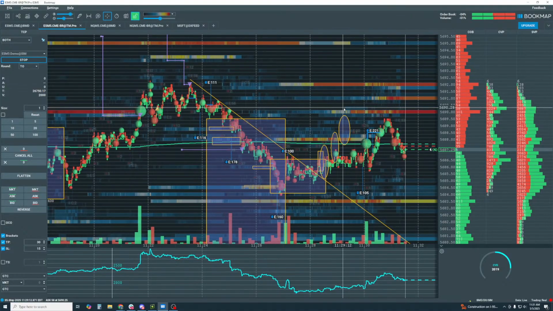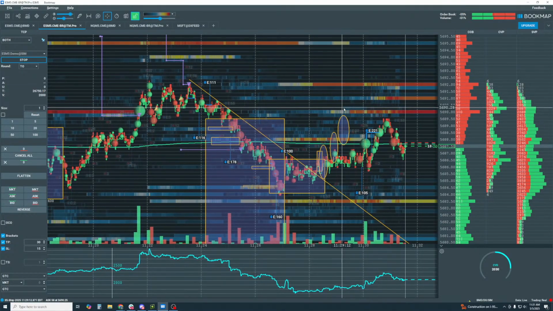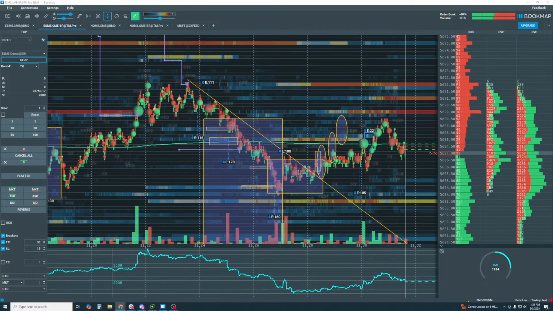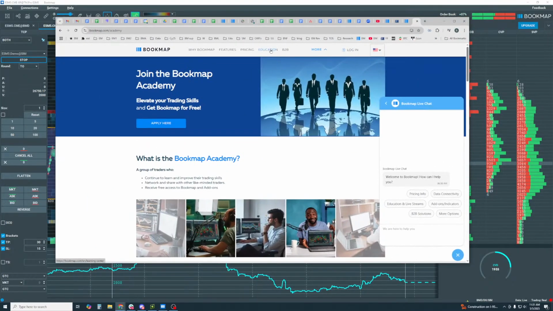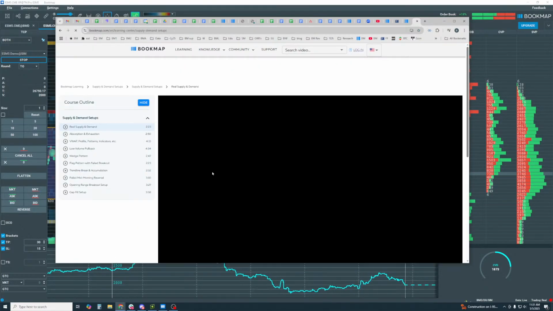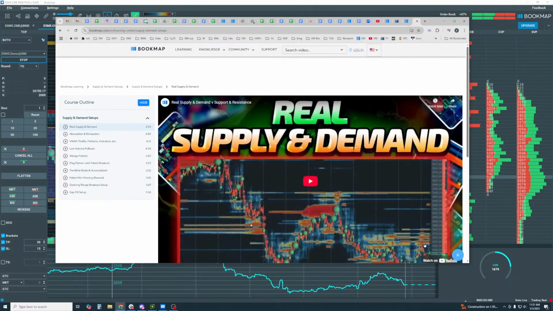And that's why we have all these different setups in here from the Learning Center. Okay, you click on education there. In this supply and demand course, why we have all these different setups in here is because you look for the setup that will work for you during the trading day.